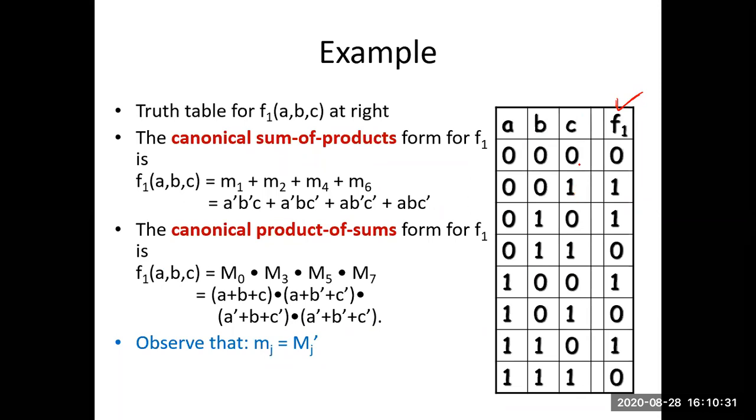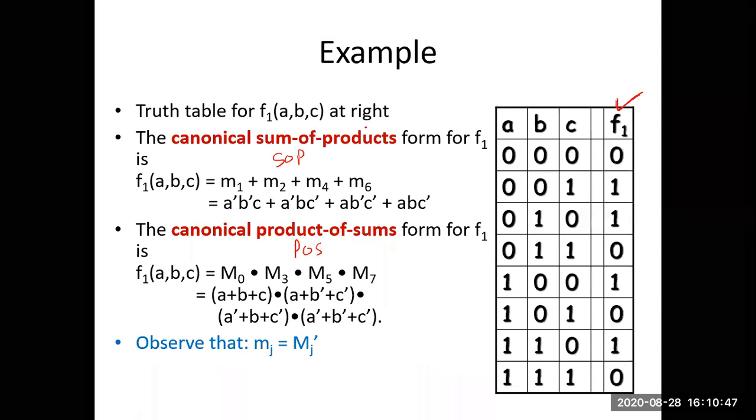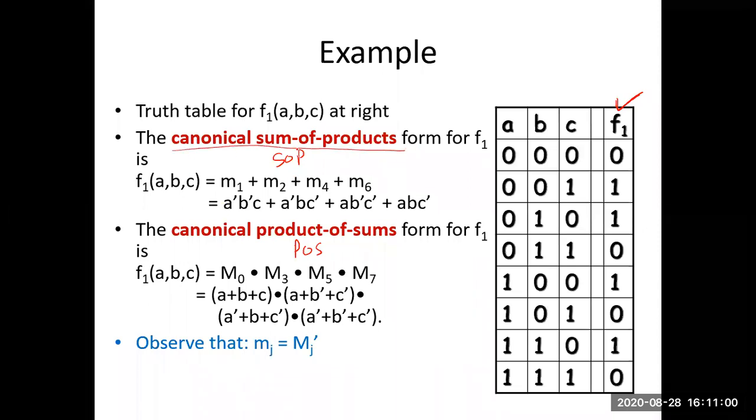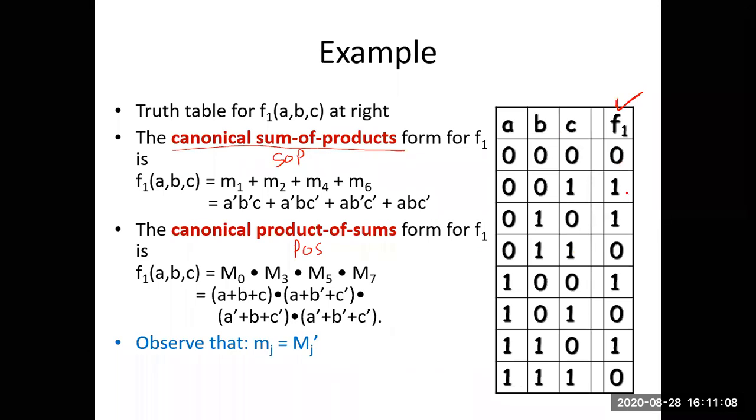You can write your expression of f1 in two forms. One is canonical sum of product, another is canonical product of sum. This is basically SOP, and the second one is POS. Sum of product we can also call a sum of minterms, and product of sum we can call a product of maxterms. We are first writing in the form of canonical sum of product. For that, by seeing this truth table, you need to identify the location of one.